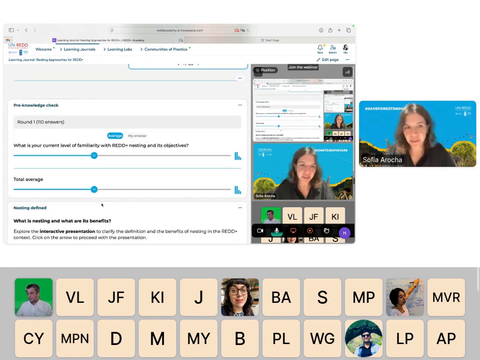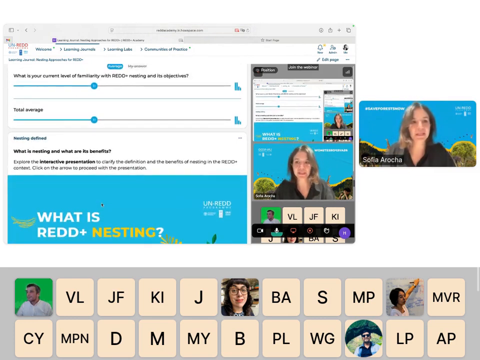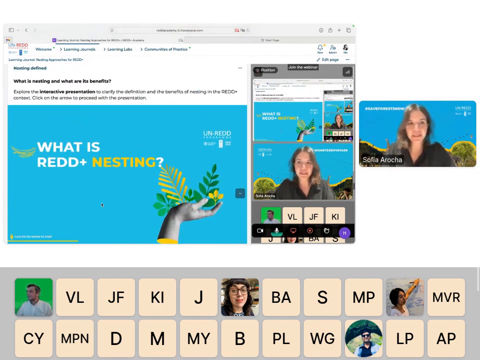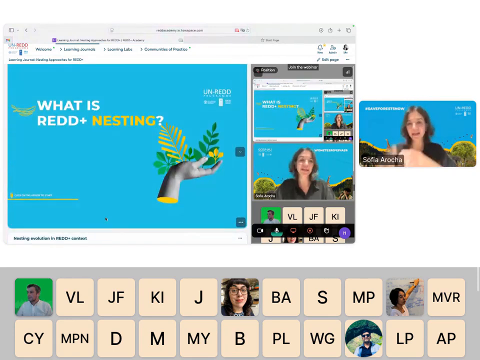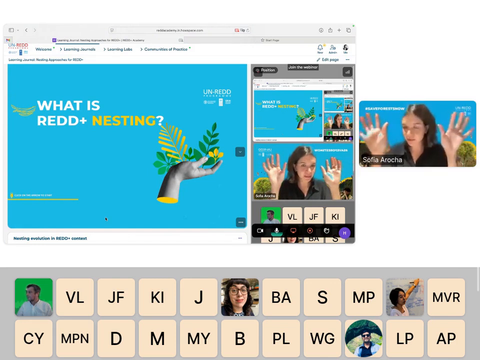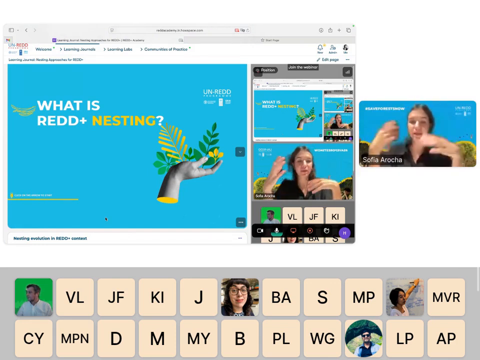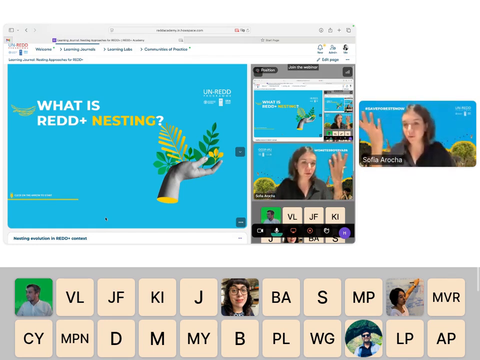And then here, these are the micro-learnings that we were mentioning. We have a pre-knowledge check, a survey that you can do to check your knowledge on nesting. And if you go below, you will see all the micro-learning tools that we have been mentioning. These micro-learning tools contain pieces of the journal. You will not find anything different from what is already in the PDF, but these are more interactive ways to review, or if you have already read the PDF and want to go back to some specific part, you can use this.